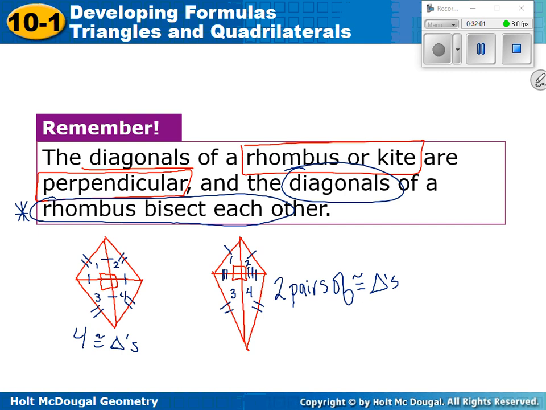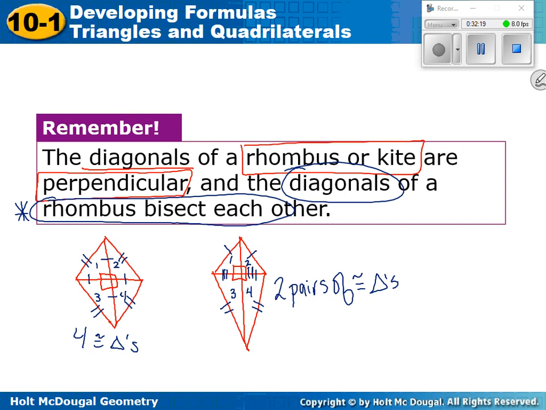Right? One of them got bisected, and it's the one where the two triangles would have been congruent. Going this direction, that's not true. This little piece and this piece are not the same length. Okay. Because a rhombus and a kite have perpendicular diagonals, they have the same formula.